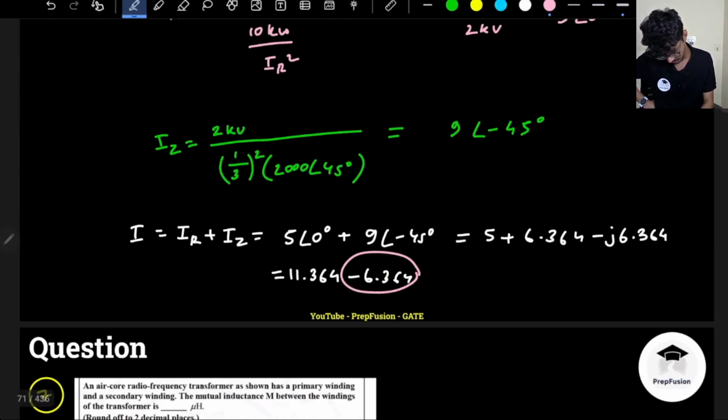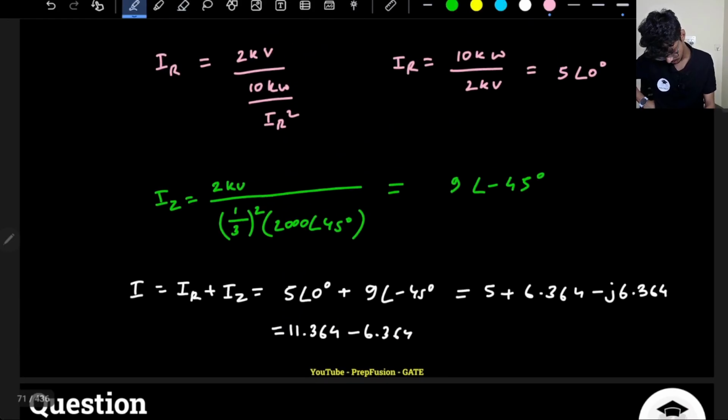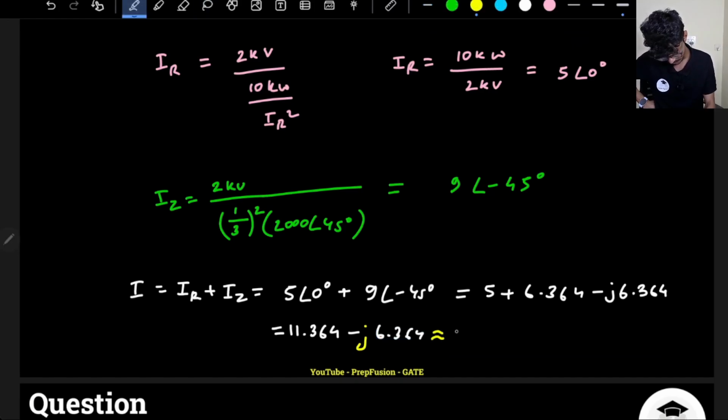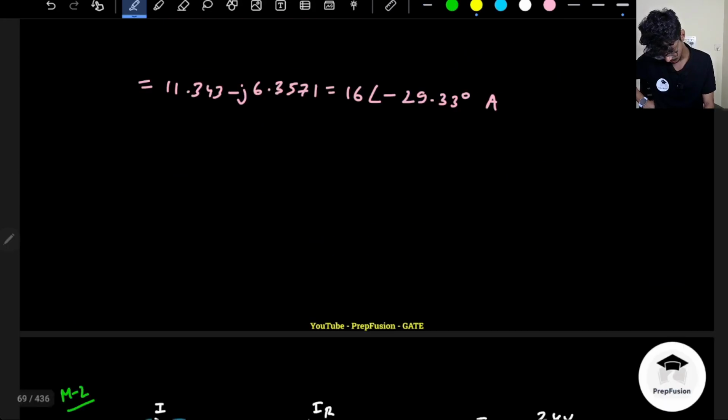Okay, now, so this is subtraction, right? No, this is right, sorry, this is subtraction only. So minus j will also be there, right? Forgot to write the minus j. So this value will be approximately the same, that is 16 angle minus 29.33 degrees. So this will be the answer of this question basically.